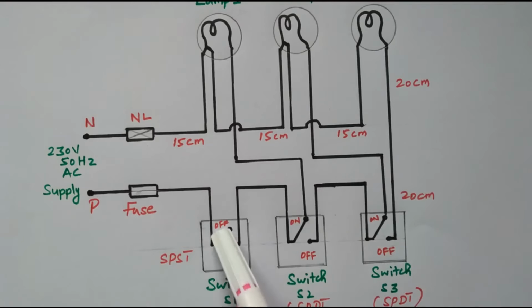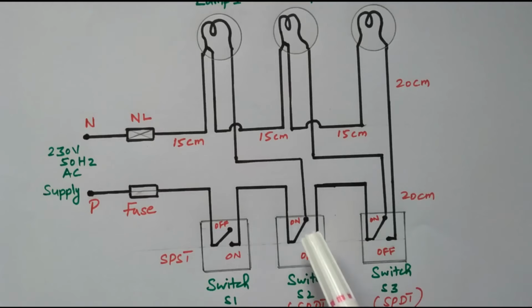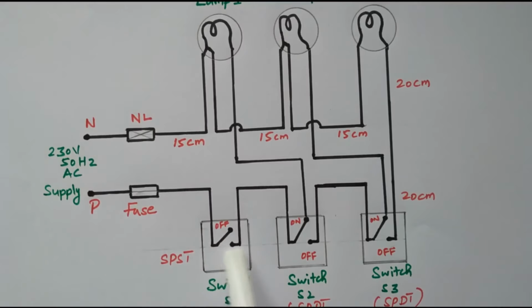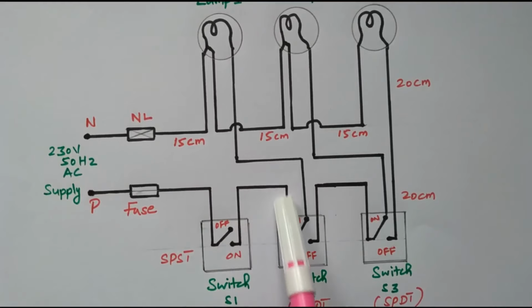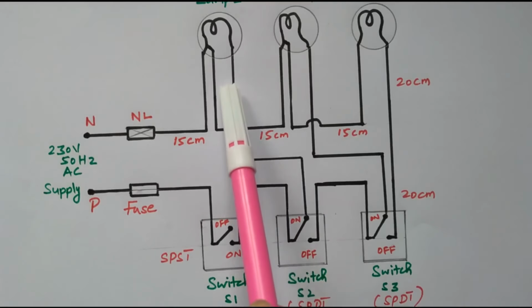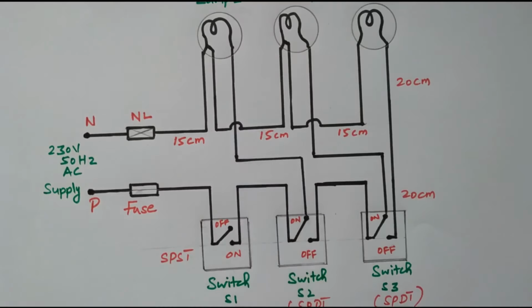First we will consider S1 in on condition. We will consider that S2 is also on and S3 is also in on condition. Like this, all are in on condition. So what will happen? S1 is on, supply is given, the circuit is closed. It will go to switch S2. It is in on condition, so the supply will go to lamp 1. So lamp 1 will glow.